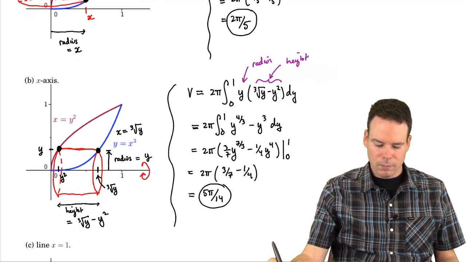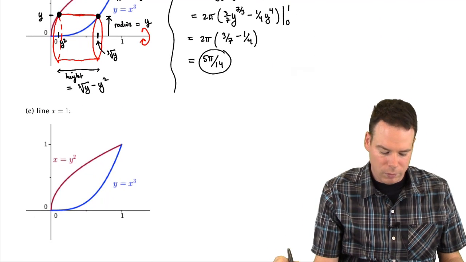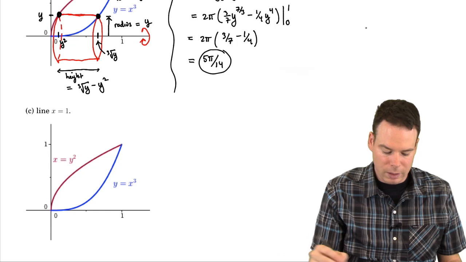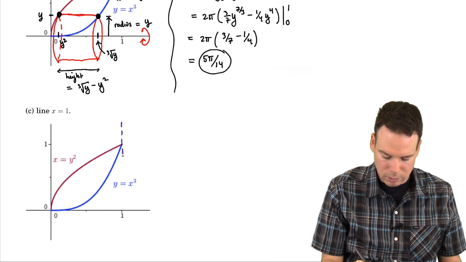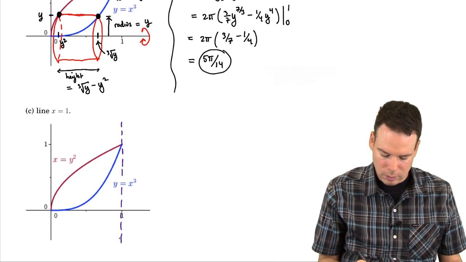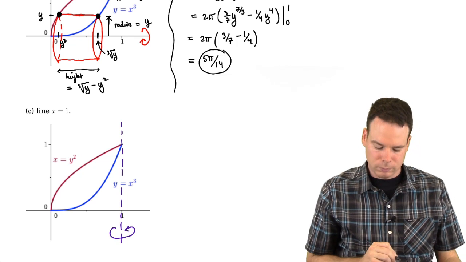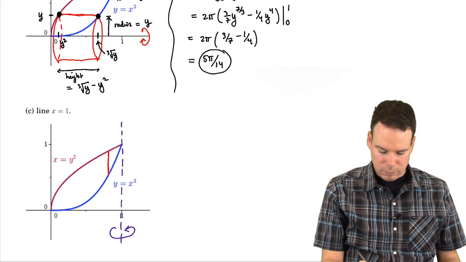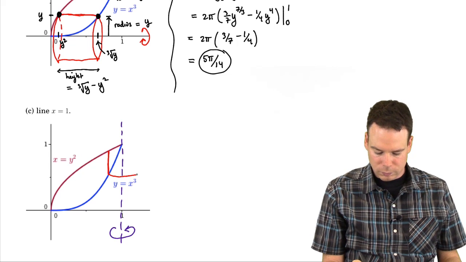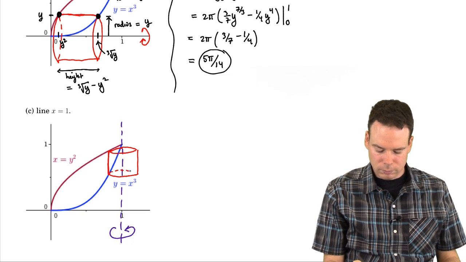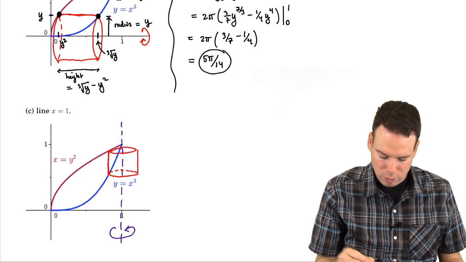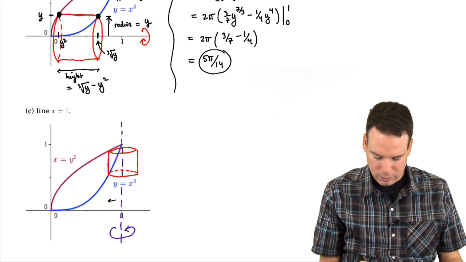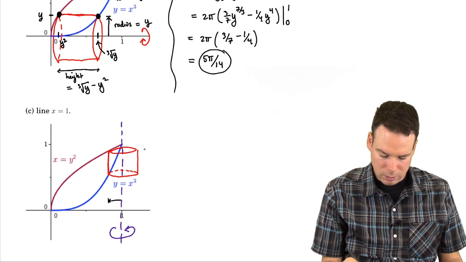Okay. So let's look at this next example. Now instead of revolving around the x-axis or the y-axis, we're revolving around the line x equals 1. So here's x equals 1. That's the thing we're revolving around. We're going to use the shell method. So I'm going to sketch a typical slice parallel to the axes of rotation and draw the resulting cylinder we get. I still need those two bits of information. I need to know the radius and I need to know the height.